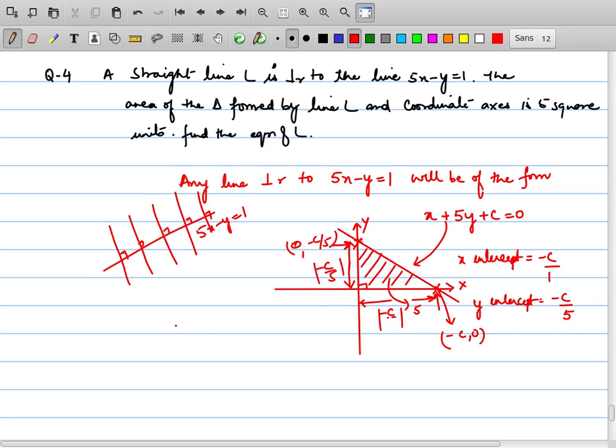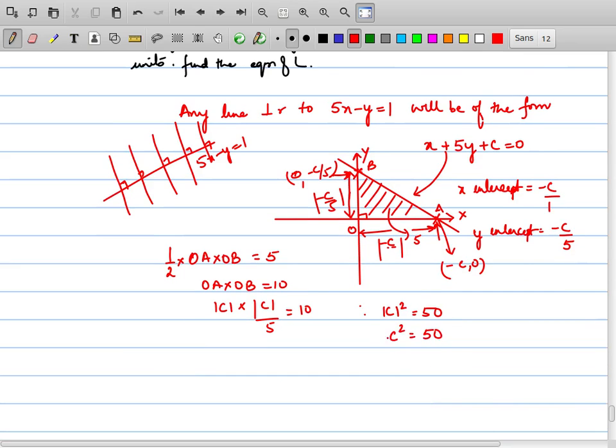So the area of this triangle would be half base into height. If this is O, this is A, this is B, then OA into OB will give you twice the area, and the area is given to be 5. So OA into OB is 10. But what is OA? OA length is mod of c, minus would be absorbed. OB is mod c by 5. Therefore mod c into mod c by 5 is 10, so mod c square is 50. Therefore c square is 50, so c is plus minus root 50, that is plus minus 5 root 2.